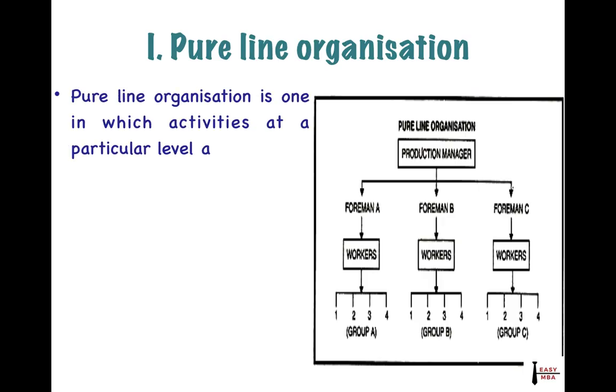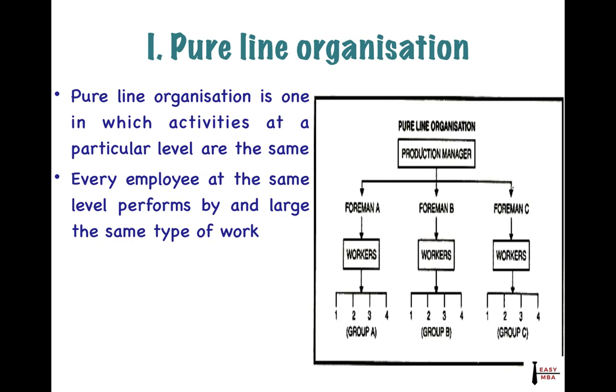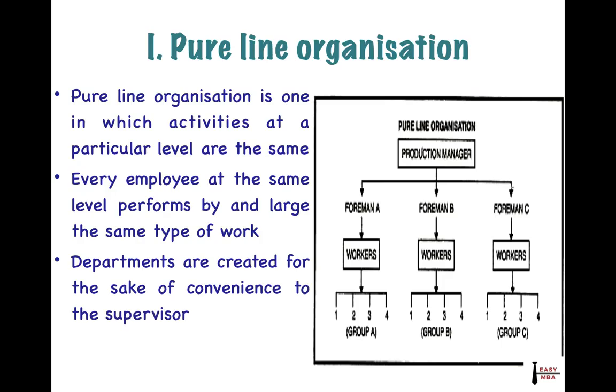So here in the pure line organization, activities at this particular level are the same. Whatever foreman A is doing is the same work done by foreman B and the same work done by foreman C. So every employee at the same level performs by and large the same type of work. Departments, that is A, B, C, different groups, are created only for the sake of convenience to the supervisor so that he can manage different groups simultaneously with ease. Now this type of structure, you will not really find it very common in different types of organizations, or this organization structure, pure line organization, is not really valid in today's times.